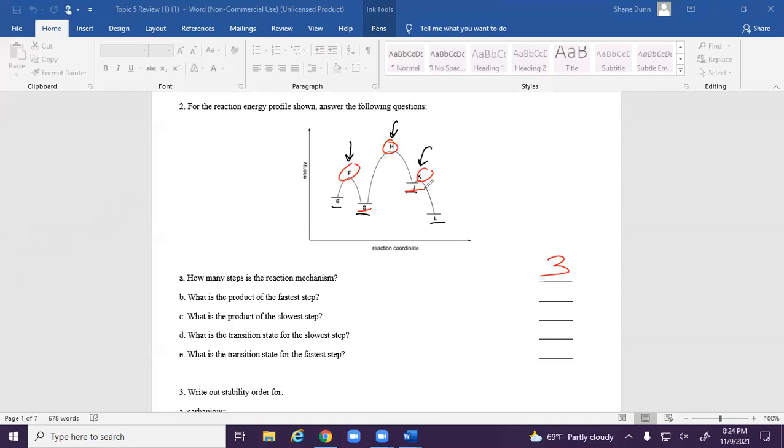Good. So which one is going to be the fastest step? H. Nope. The fastest step is going to be the one with the lowest energy, it's going to happen more rapidly. Does that make sense? It's faster because it takes less activation energy, or less energy, to do the hump. Does that make sense or no? Okay.